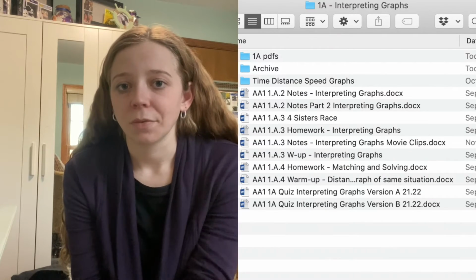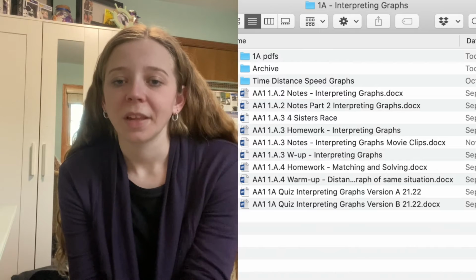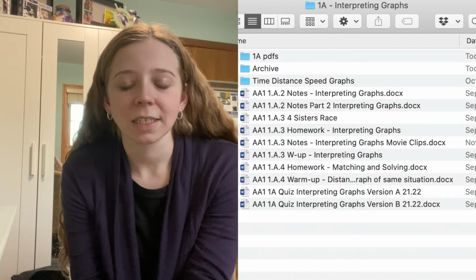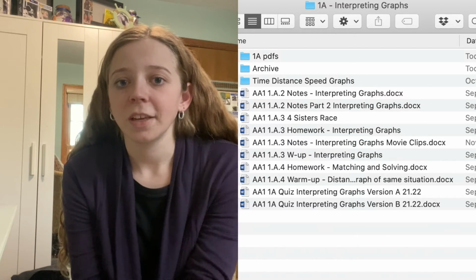So if it's day 3, it would be 1A3. If it's day 6, it's 1A6. If it's day 2 of part B, it's 1B2. So that's the naming convention for them. It's all by the day, and that's because the lessons themselves go by the day, so it works out really nice. The title is by the day, and then I say whether it's notes or homework, and that's how we go.